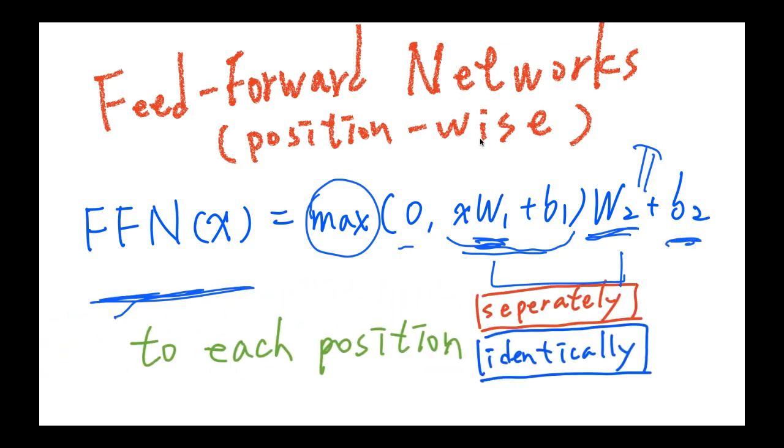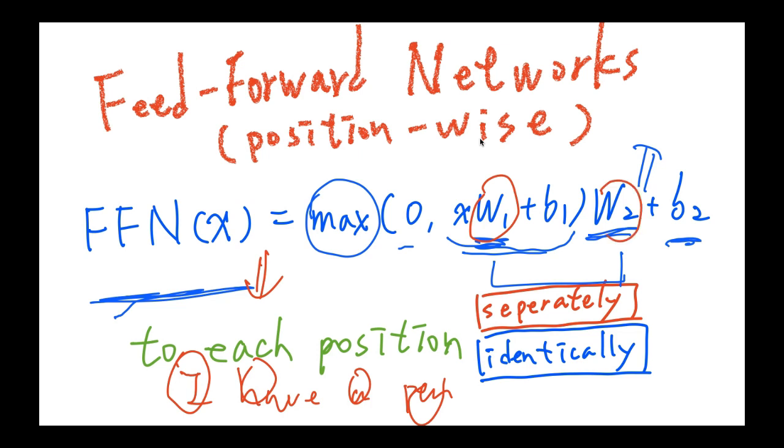They apply this feedforward layer to each position separately and identically. So for different tokens, like "I have a pen" as input, you apply the same feedforward layer to each of them. For different tokens, you still use the same feedforward matrix, and the bias as well. So that's the beauty of the transformer.